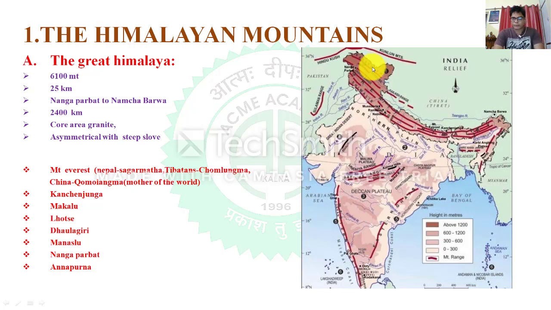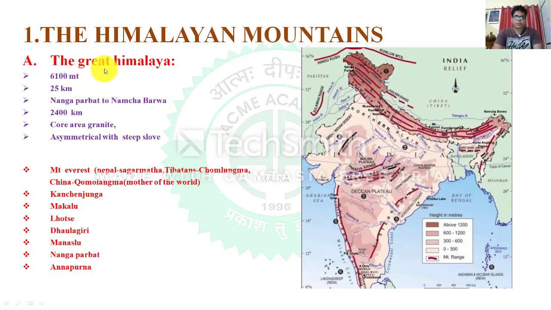Before that, K2, or Godwin Austen, was considered the highest mountain of India. But that was before POK, that is Pakistan occupied Kashmir, was excluded, and recently our highest peak is the Kanchenjunga. So this is an update due to time.